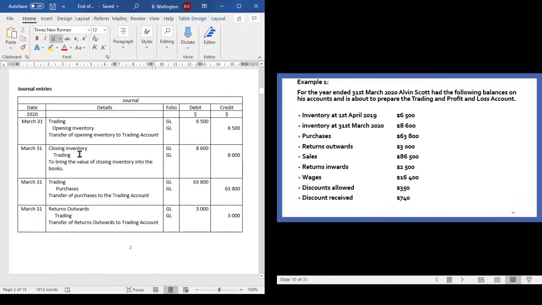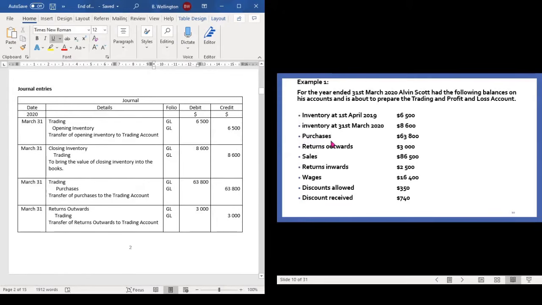Remember that inventory is an asset, so it's going to have a debit entry. Okay, to record it, you're going to debit the closing inventory account, and the corresponding credit entry will be in your trading account. Okay, so the narration will state to bring the value of closing inventory into the books. Now let's look at the other items on the list.